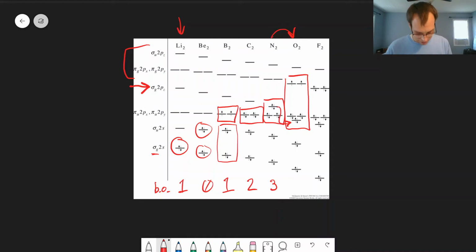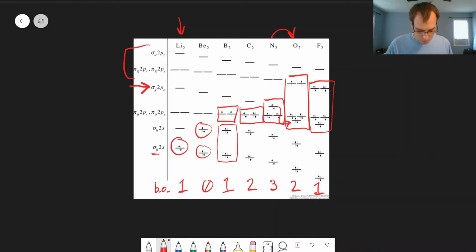Anyway, the important point is that we have a bond order of 2 for oxygen. Oxygen is a double bond. And as we get to fluorine, because we have more electrons in anti-bonding orbitals, we're back to a bond order of 1. And this picture that we have corresponds with the relative bond lengths and bond strengths as we go across the periodic table.